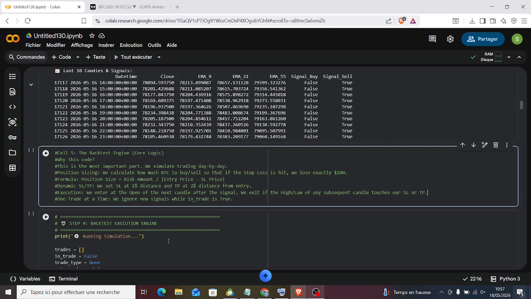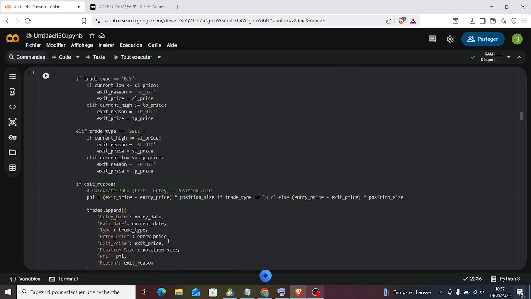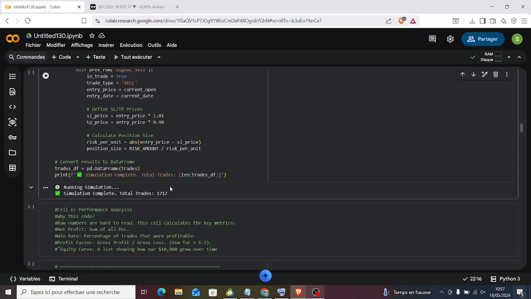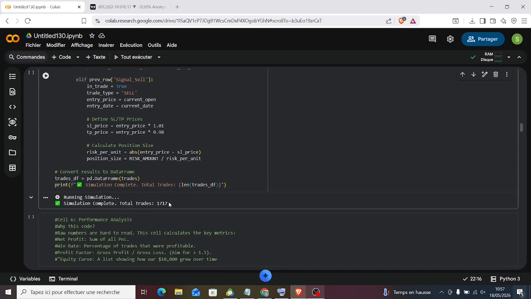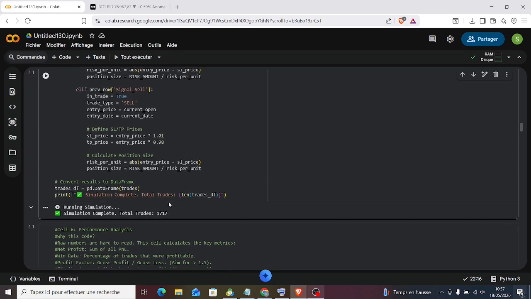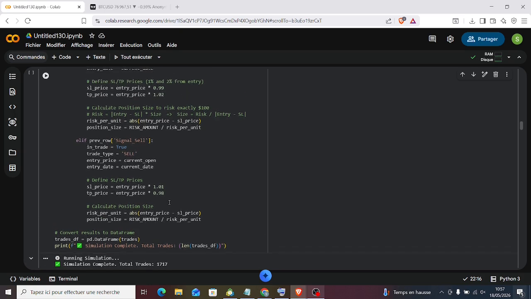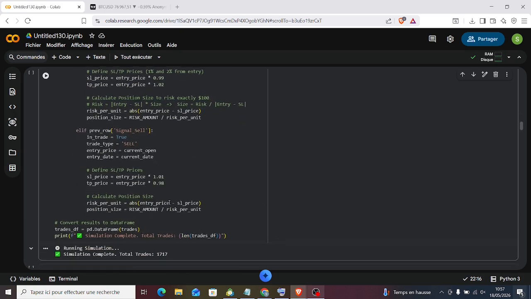Now we execute the backtest. Since we have many buy and sell signals, I added one important rule. Only one trade can be active at a time. If we are already inside a position and another signal appears, we ignore it until the current trade closes. No overlapping positions. Now let's analyze performance.